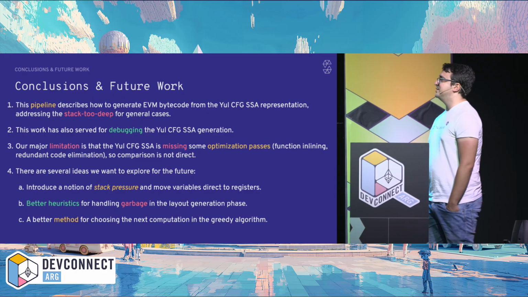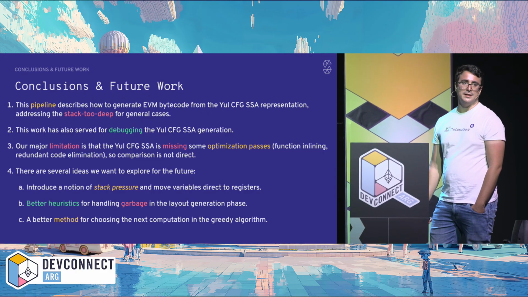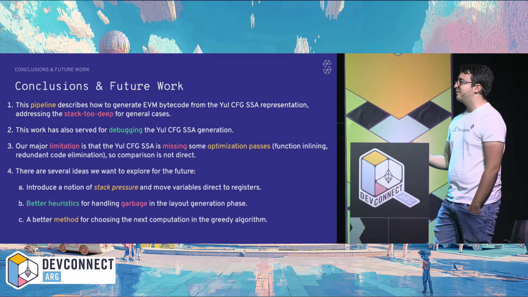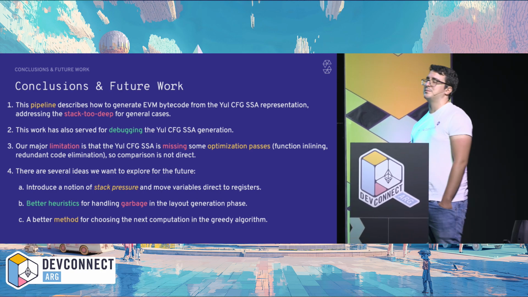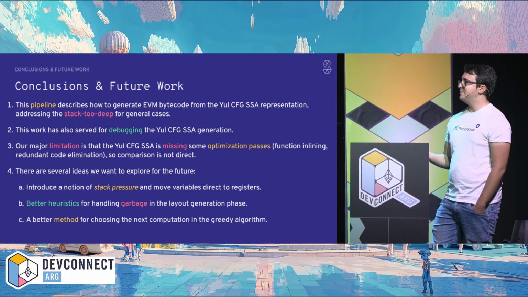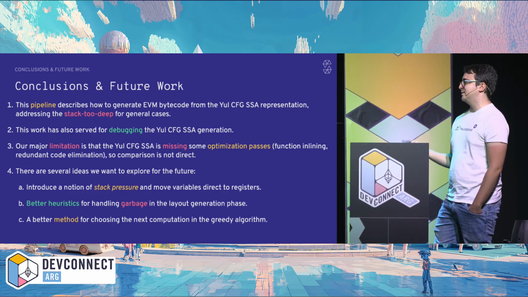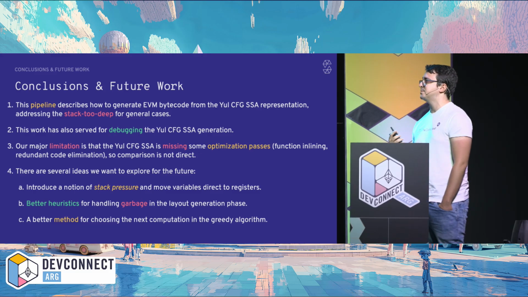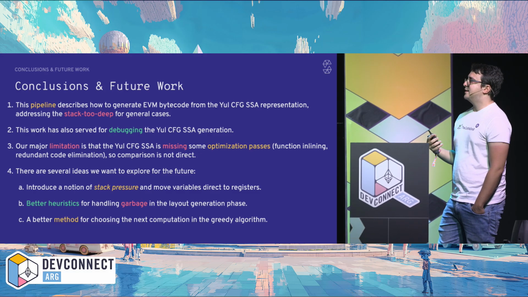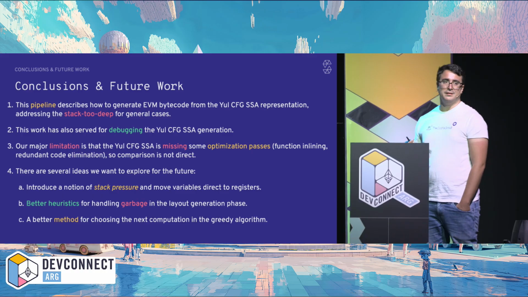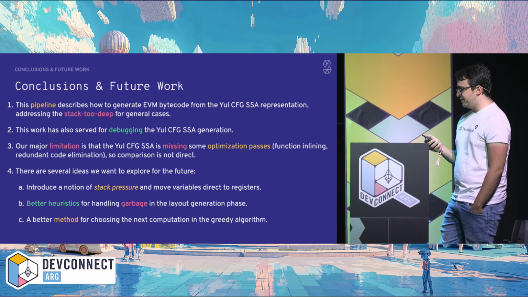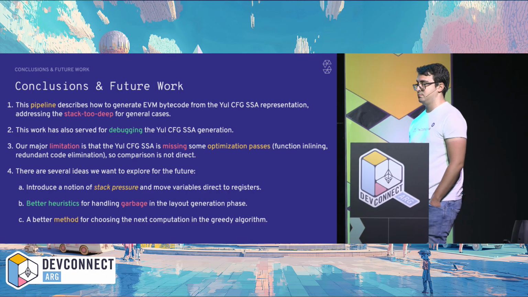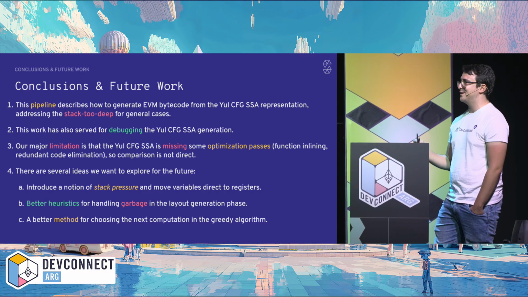Okay, just to conclude, in this talk, I have presented the pipeline of the grid tool, in which we are generating EVM bytecode from the Joule control flow graph SSA representation. It is quite similar to the ideas Moritz has said, but we are using a different code gen that is more flexible for some things. And the good thing is that we are addressing this stack too deep problem in an efficient way for general cases. So this project has been ongoing for a bit more than a year.